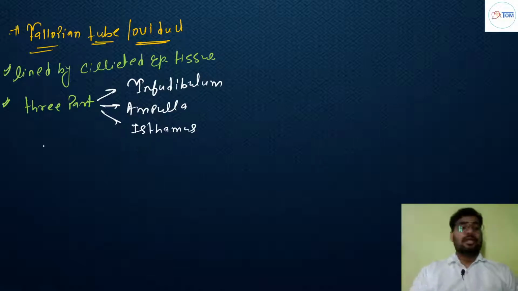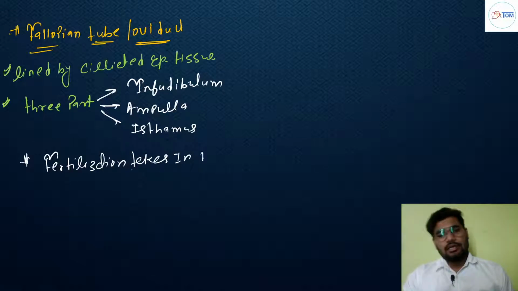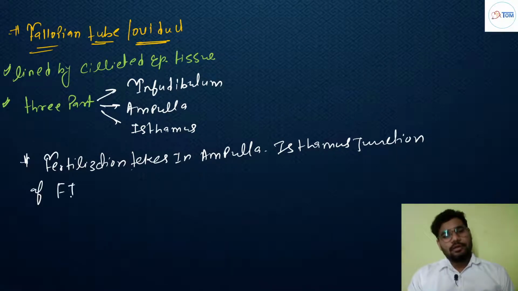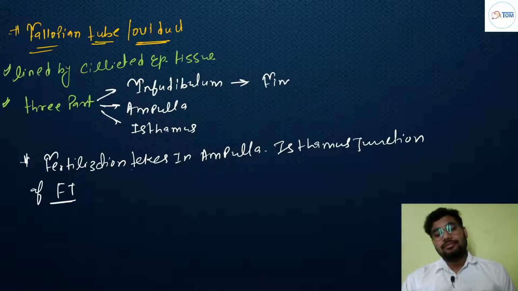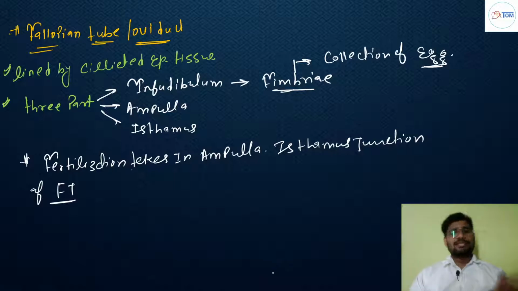Now we have to understand one thing: fertilization also takes place in the oviduct. So fertilization takes place in the ampulla-isthmus junction of the fallopian tube. This is important. The anterior part of the infundibulum is the fimbriae, and if I talk about the function of the fimbriae, it helps in the collection of the egg. That is something very, very important.